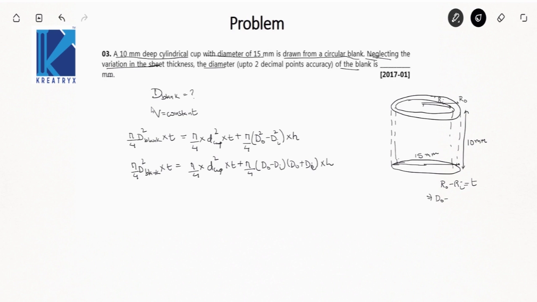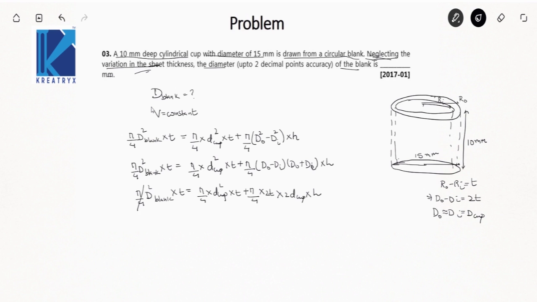So d_outer minus d_inner will be 2 times the thickness, and they have mentioned that we have to neglect the sheet thickness. So they are saying that d_outer is in the order of d_inner only, which we can write as d_cup. So π/4 d_blank² into thickness equals π/4 d_cup² into t plus π/4 (d_outer minus d_inner, which can be written as 2 times the thickness) and d_outer is equivalent to d_inner equals d_cup, which can be written as 2 times d_cup into h.